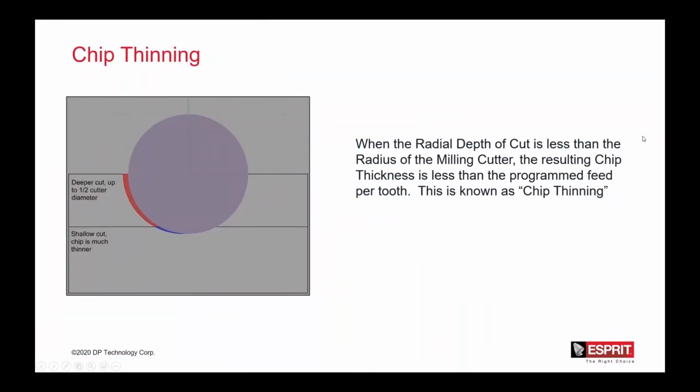So one of the concepts of it is chip thinning, and chip thinning is when the radial depth of cut is less than the radius of the milling cutter. What you get is a chip thickness that is less than the programmed feed per tooth, and this is what is known as chip thinning. Chip thinning is really what you're trying to achieve with this.